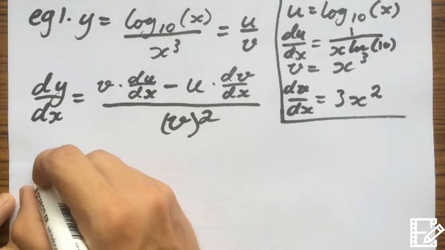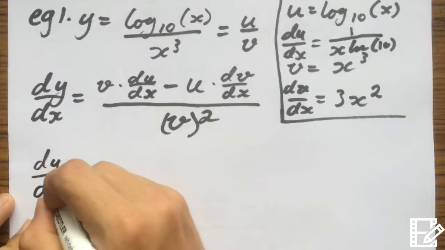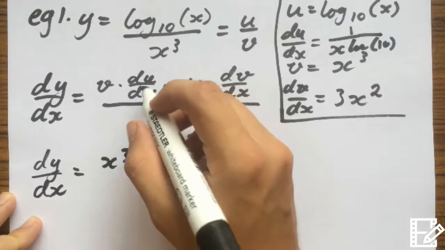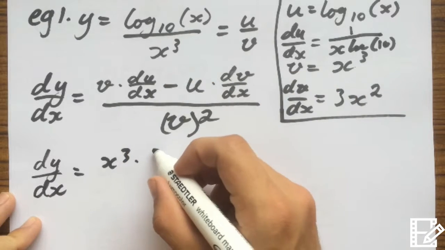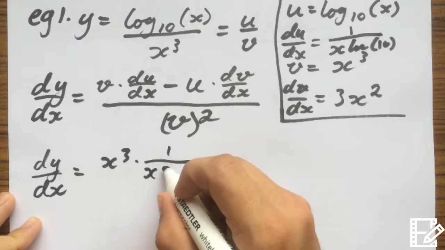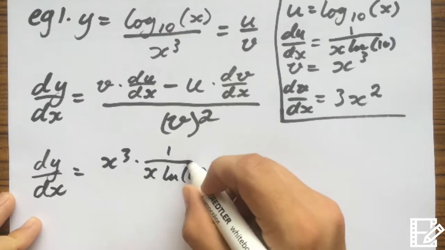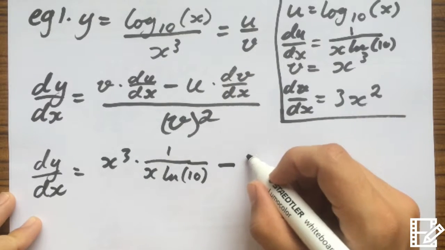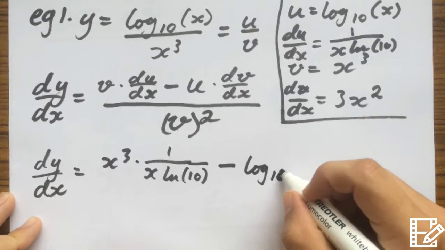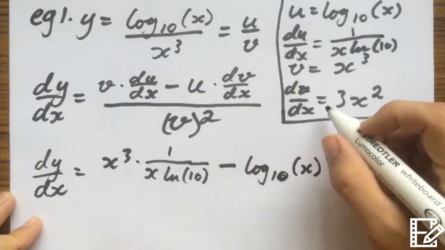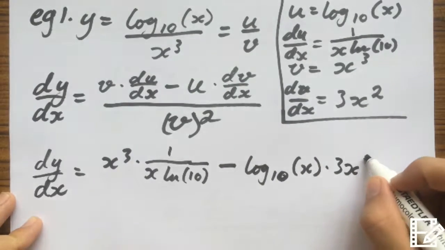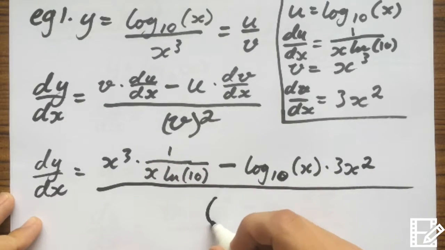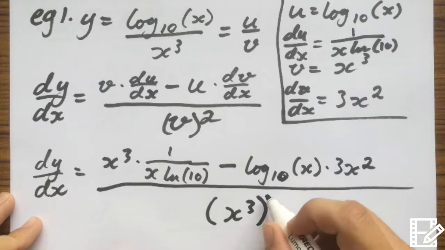Filling this in, v, x to the power of 3, multiply that by the derivative of u, which is 1 over x ln 10, we minus u, which is log to the base of 10, x, multiplied by the derivative of v, which is 3x squared, all over v squared, which is x to the power of 3 squared.